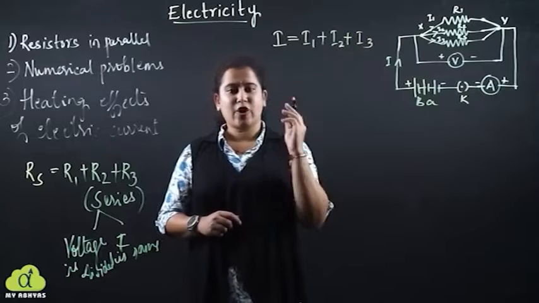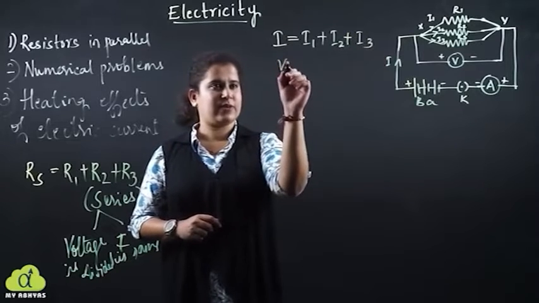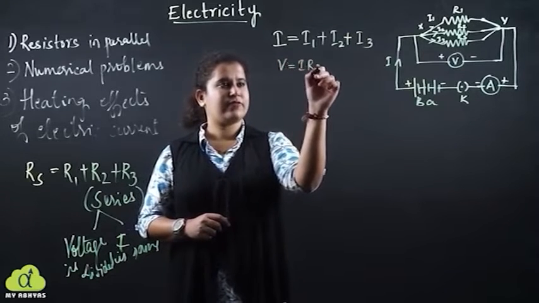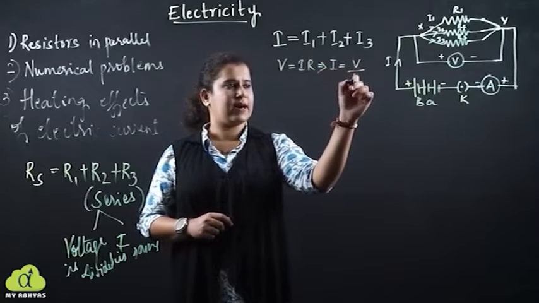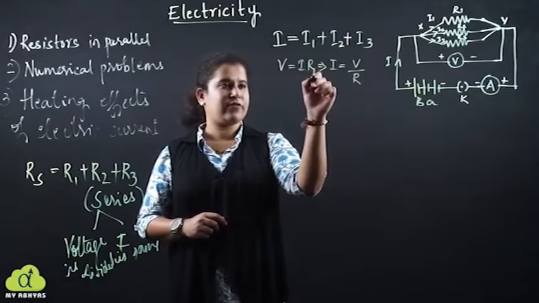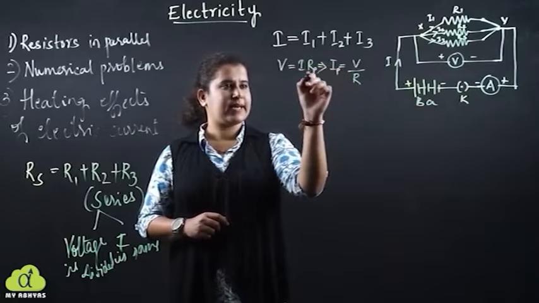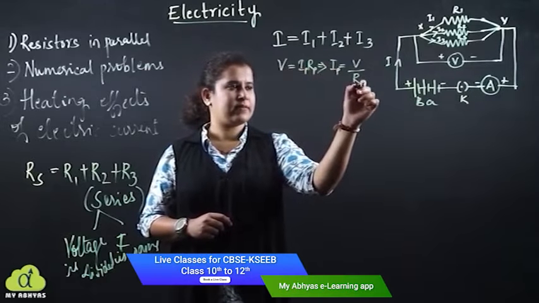So from Ohm's law, what do I have? V is equal to IR, or for I, I can say I is equal to V by R. Here I am finding out for parallel, so I will be taking P everywhere.